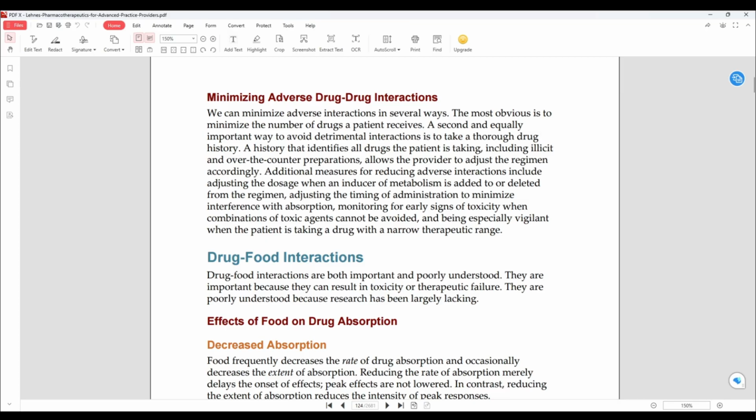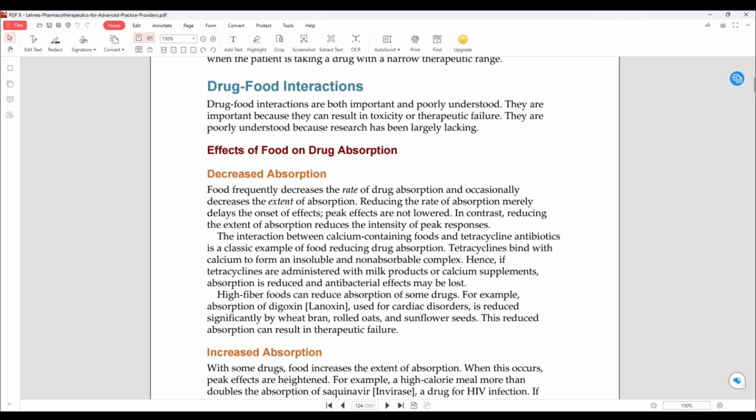Additionally, measures for reducing adverse interactions include adjusting the dosage when an inducer of metabolism is added to or deleted from the regimen, adjusting the timing of administration to minimize interference with absorption, monitoring for early signs of toxicity when the combination of toxic agents cannot be avoided, and being especially vigilant when the patient is taking a drug with a very narrow therapeutic range.